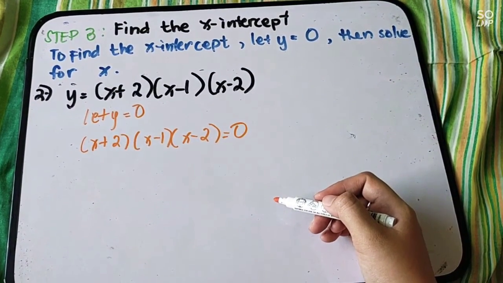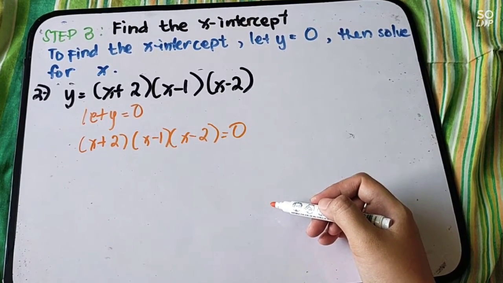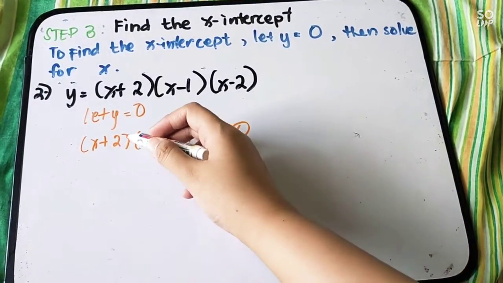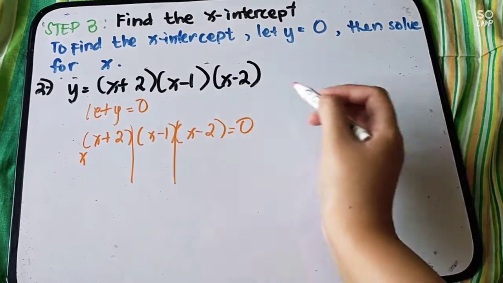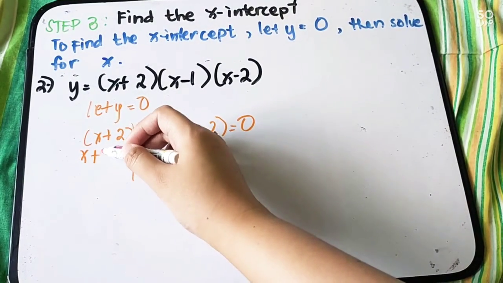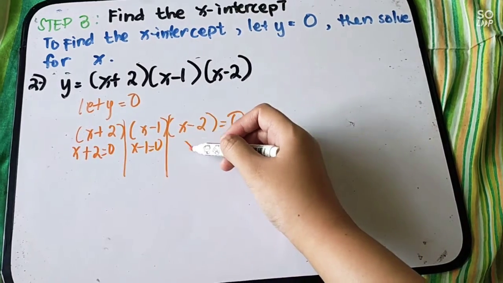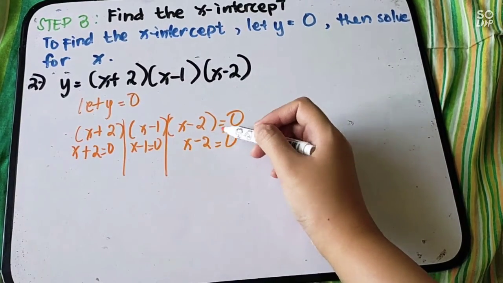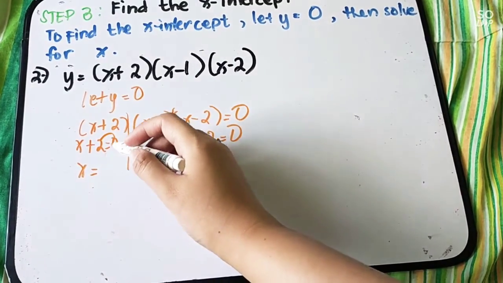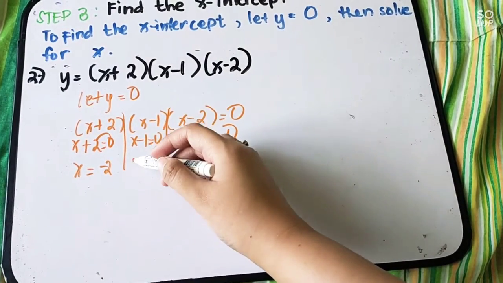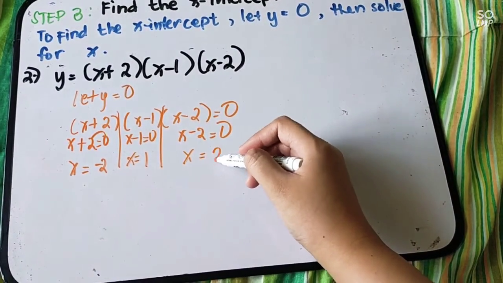So, since equal to 0, ano nang gagawin mo? Solve for x by using 0 property. O, paghiwa-hiwalayin mo yan. So, yung bawat factors, i-equate mo to 0. X plus 2 equals to 0. X minus 1 equals to 0. X minus 2 is equals to 0. Then, solve for x. X is equals to negative 2. X is equals to positive 1. X is equals to positive 2.